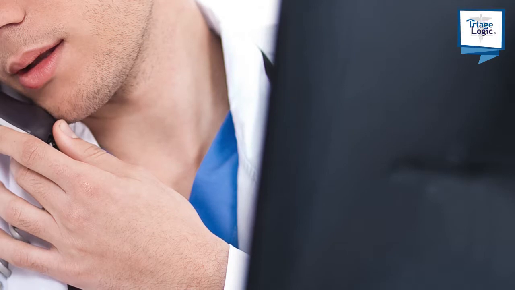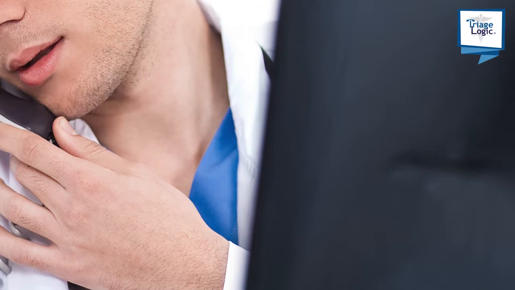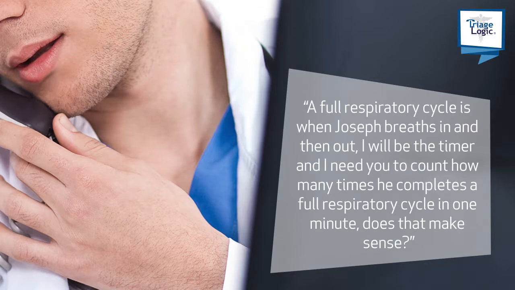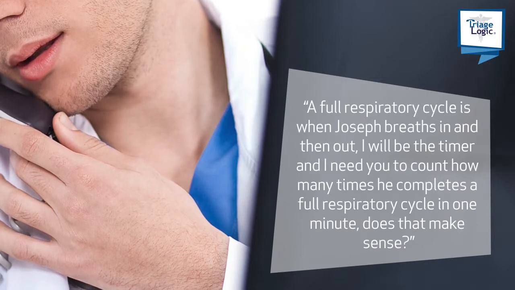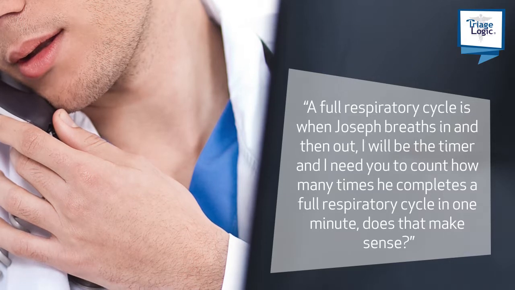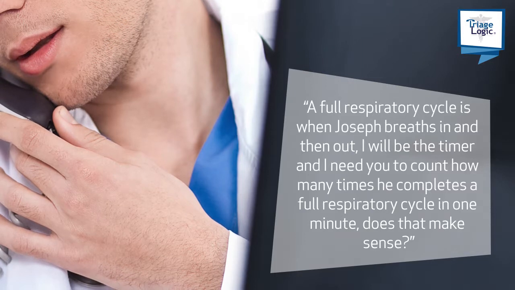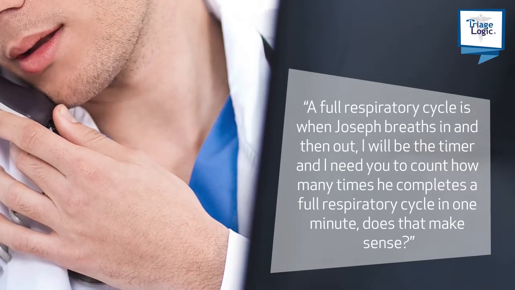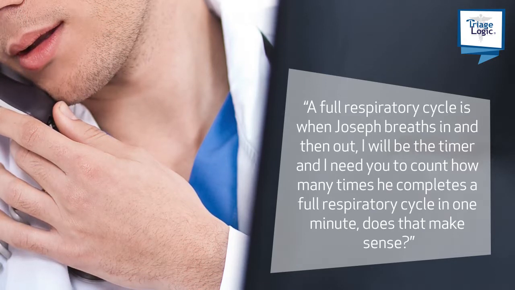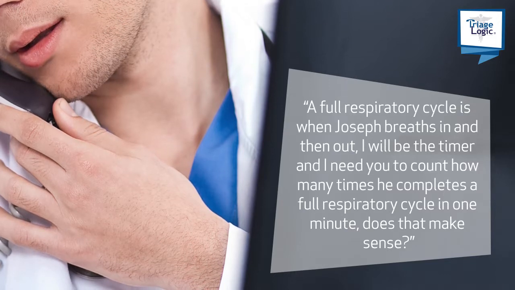While Joseph's shirt is raised, have Kendra count his respirations for 1 full minute. You will need to give her a few instructions such as, a full respiratory cycle is when Joseph breathes in and then out. I will be the timer, and I need you to count how many times he completes a full respiratory cycle in 1 minute. Does that make sense? Another way to instruct Kendra is to have her count each time Joseph breathes either in or out, or each time she sees his stomach rise or fall.